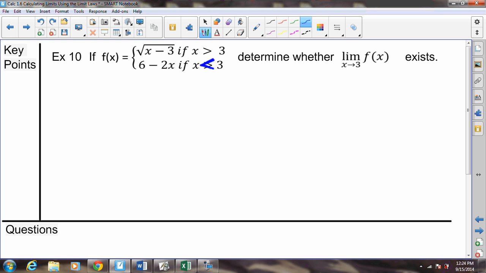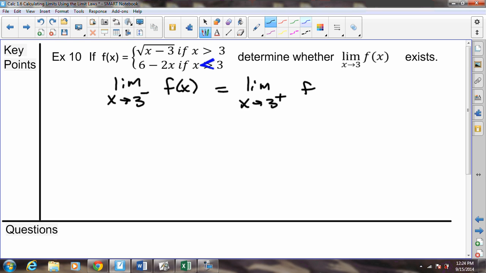Determine if the limit exists. Please remember, the limit exists if the left-hand limit equals the right-hand limit. So if we take x approaches 3 from the left, and it actually does equal the limit approaching from the right, if this is true, the limit exists. If it's not true, the limit does not exist.